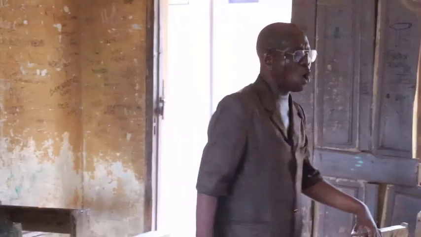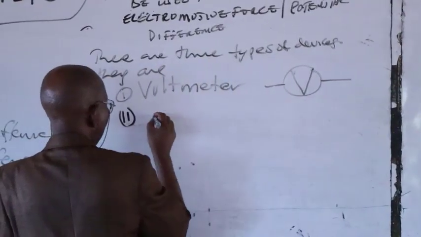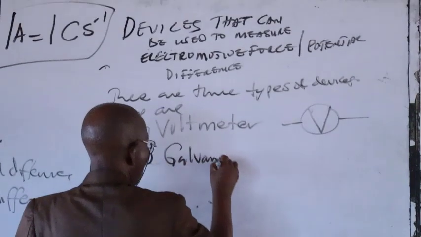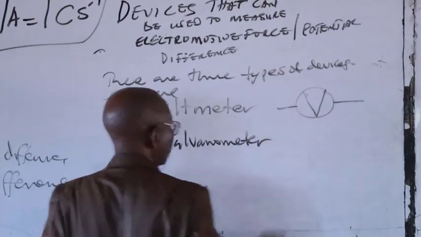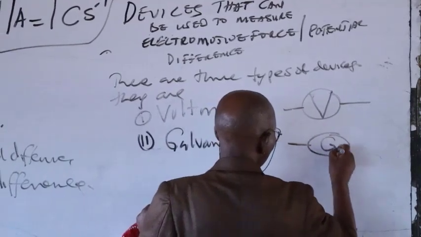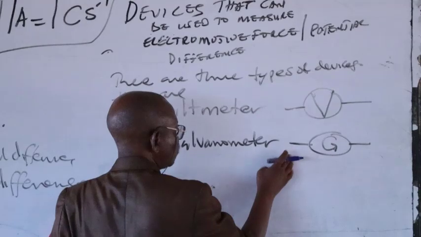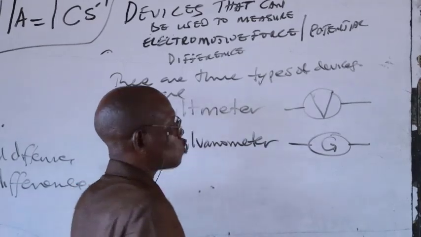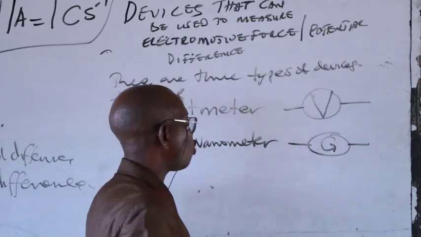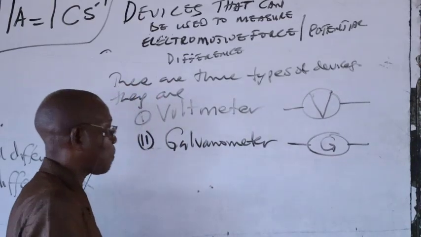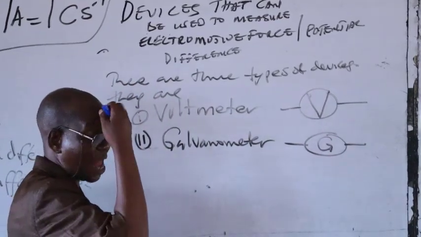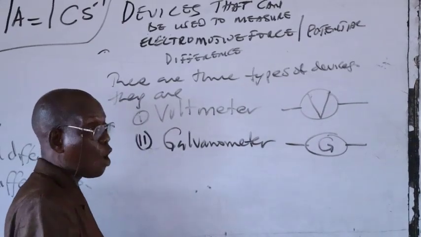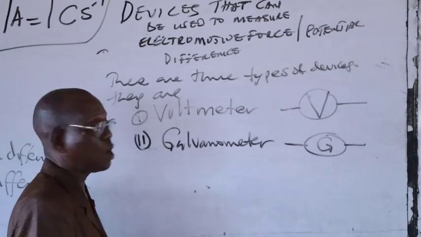Another one you can use to measure is the multimeter. I said that earlier. So the second instrument here is the galvanometer. The galvanometer has the symbol G, this, but you convert this one to a voltmeter. The process of converting a galvanometer to a voltmeter is called multiplier. The process of converting a galvanometer to an ammeter is called shunt, but to a voltmeter is called multiplier.